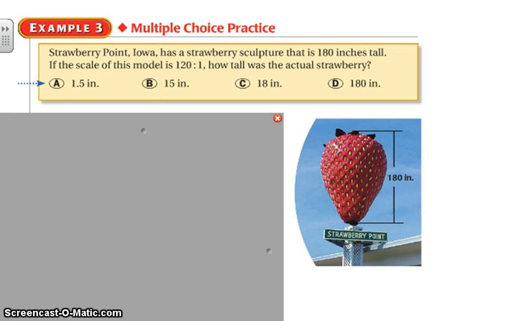Who can give me the ratio that shows us that? Charlie, can you give us a scale? Scale as a fraction is 120 over 1. Interesting. And so we know this model is 180 inches tall, so where does that go in this proportion? Wesley?